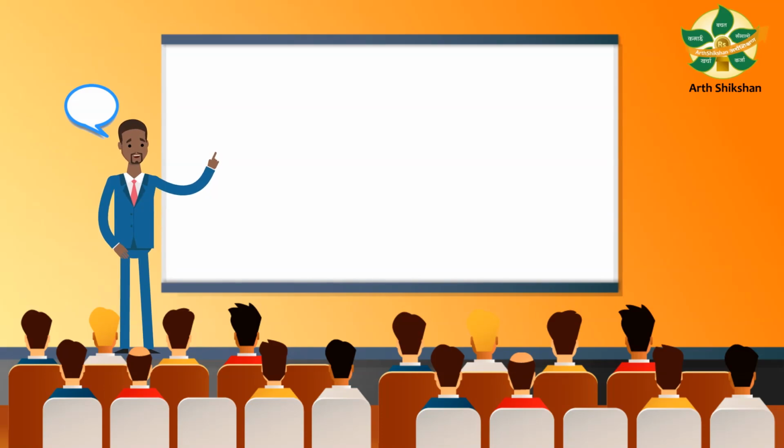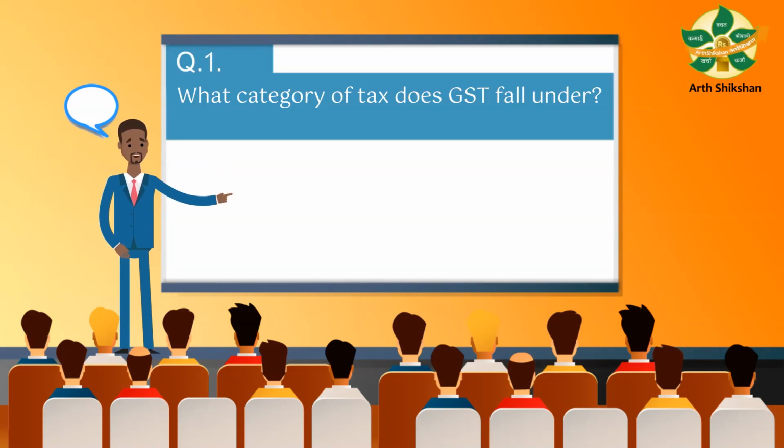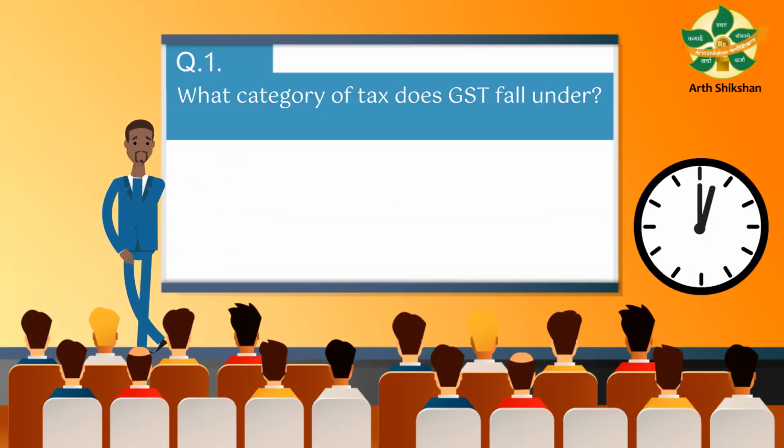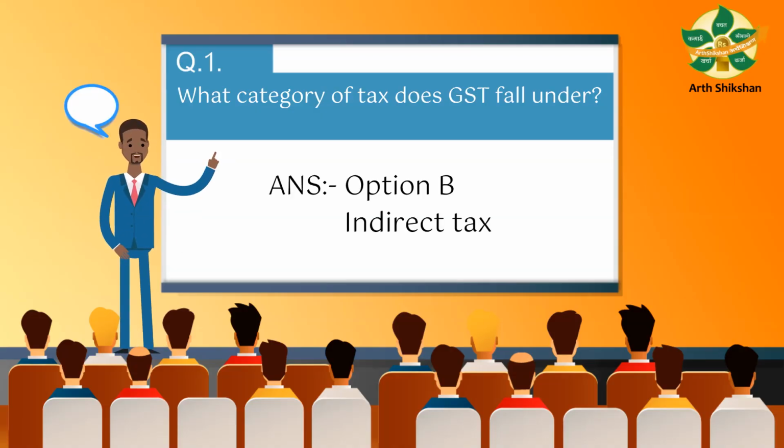Now let's see how much you have understood GST topic. Question 1. What category of tax does GST fall under? Option A, direct tax. Option B, indirect tax. Answer. Option B, indirect tax.